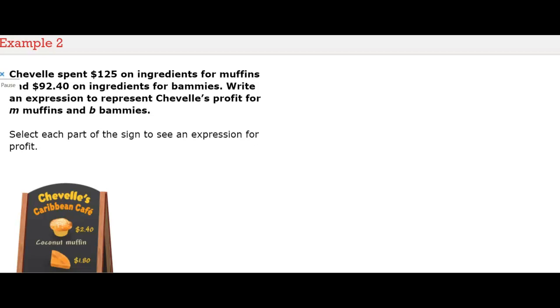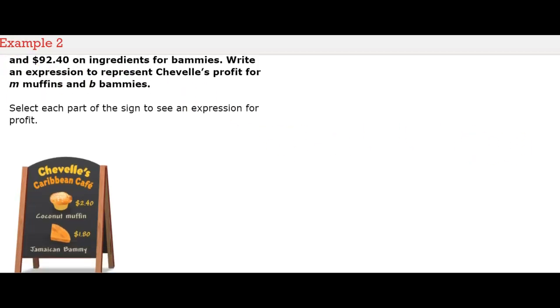Chevelle spent $125 on ingredients for muffins and $92.40 on ingredients for Bammies. Write an expression to represent Chevelle's profit for M, muffins, and B, Bammies. Select each part of the sign to see the expression.